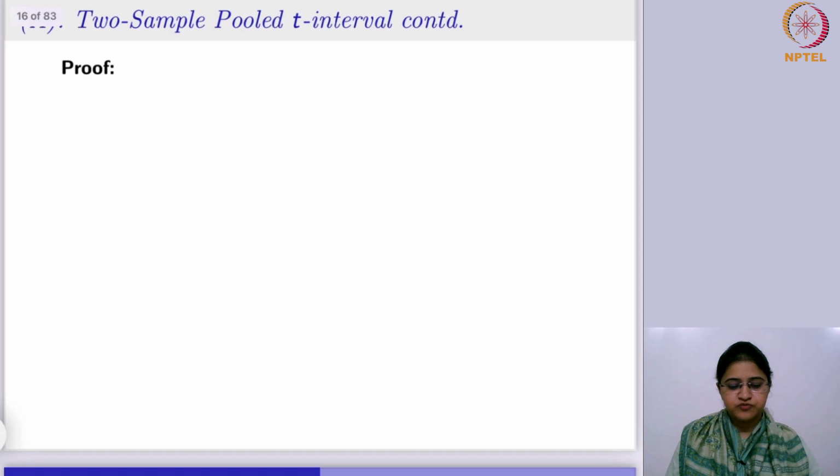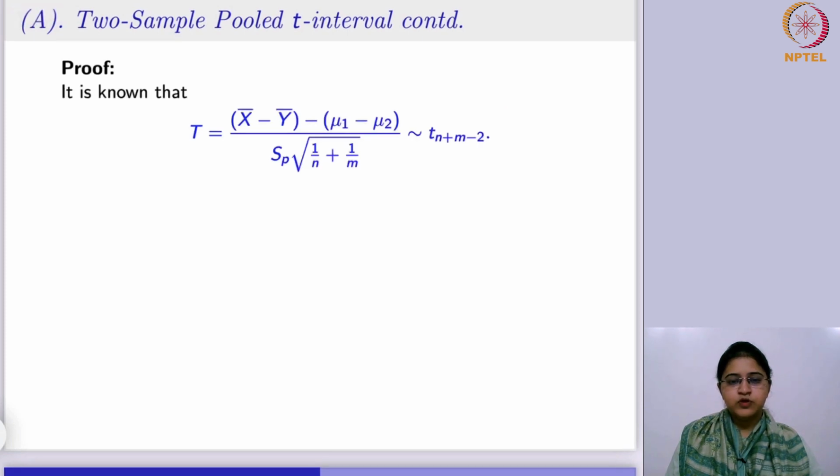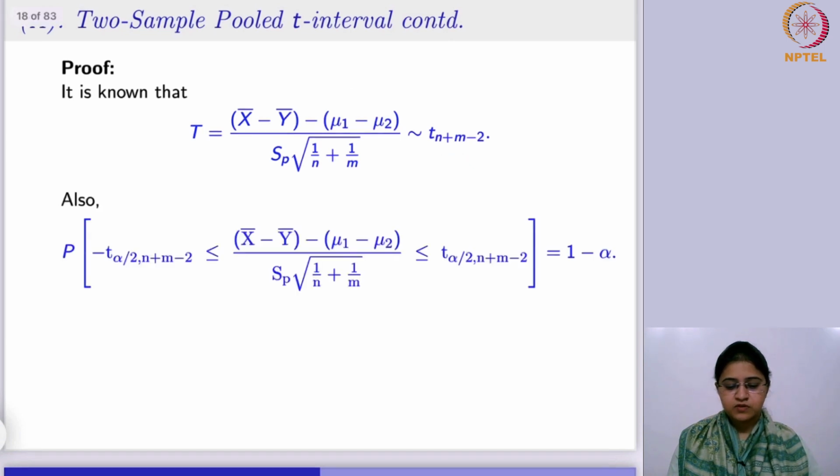So let us look at the proof. We know that if I define T as x bar minus y bar minus mu1 minus mu2, divided by the standard error, it follows a T distribution with n plus m minus 2 degrees of freedom. So we have obtained this already; the sampling distribution is already with us. Now we need to use it in this case.